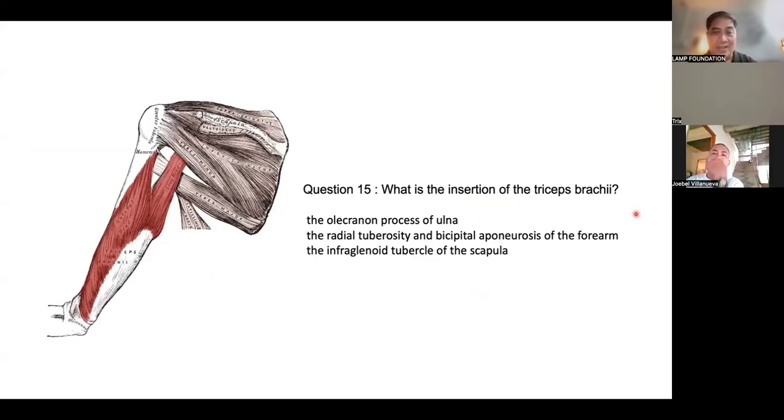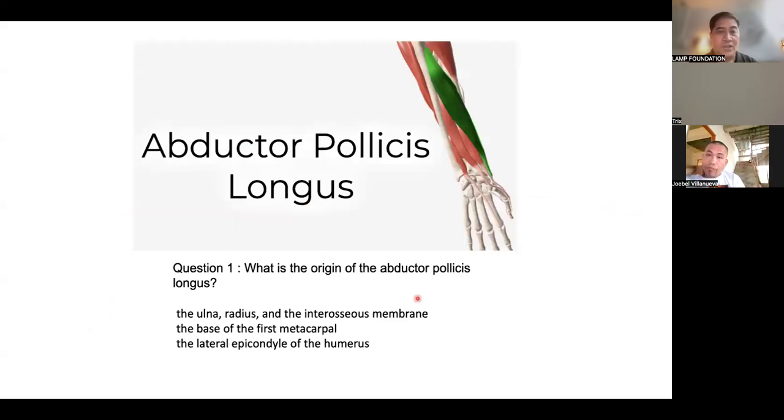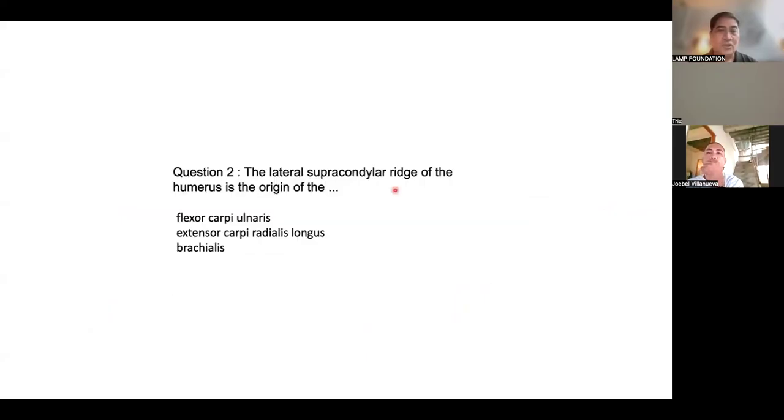What is the insertion of the triceps brachii? The olecranon process of the ulna. Okay. Next, what is the origin of the abductor pollicis longus? The ulna, radius, and the interosseous membrane. The lateral supracondylar ridge of the humerus is the origin of the, sounds familiar, di ba? That was earlier. Extensor carpi radialis longus.